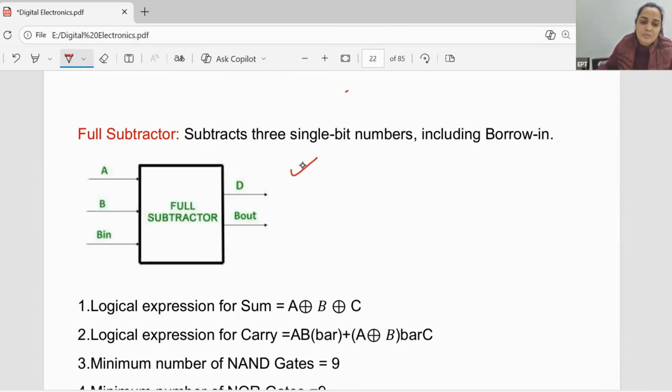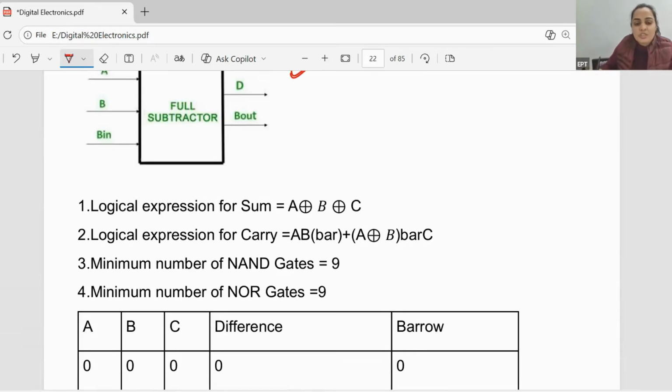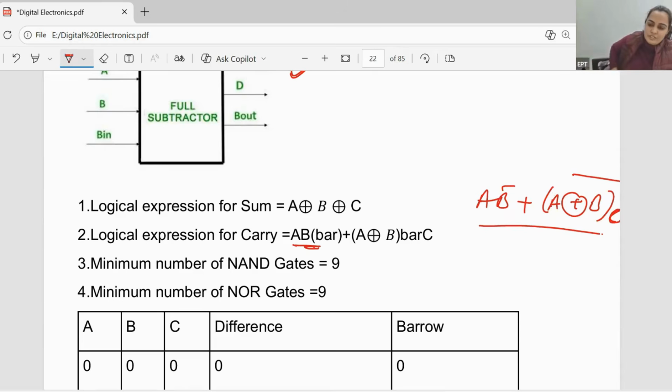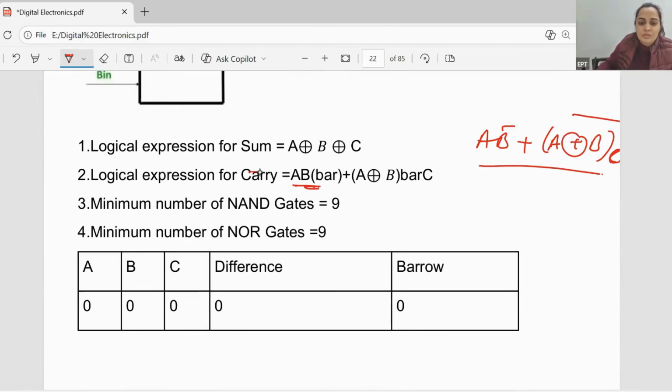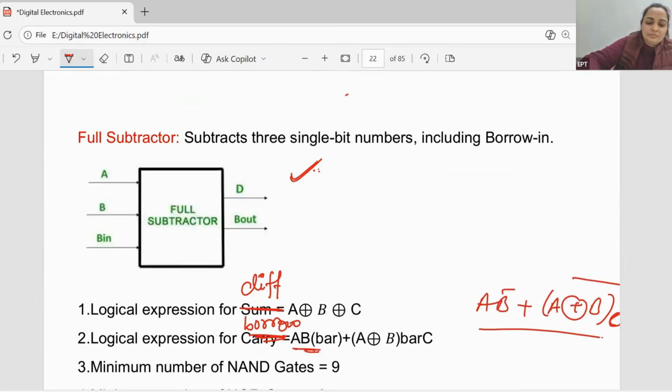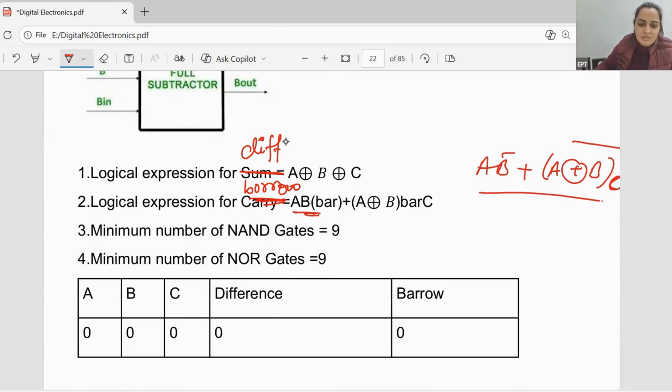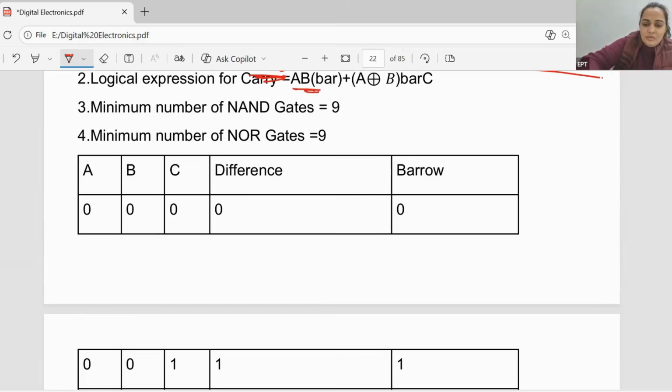Okay, see here, this is a 3-bit subtractor, full subtractor. So what is the expression? A bar B plus A XOR B bar C. Okay, this is the expression for borrow. Sorry, here it should be borrow, it should be difference here, it should be borrow. Okay, these are just this thing, okay. Ignore it.